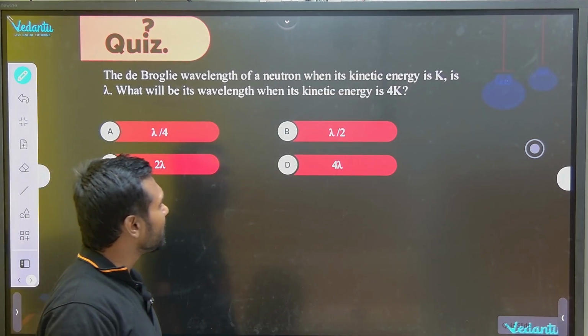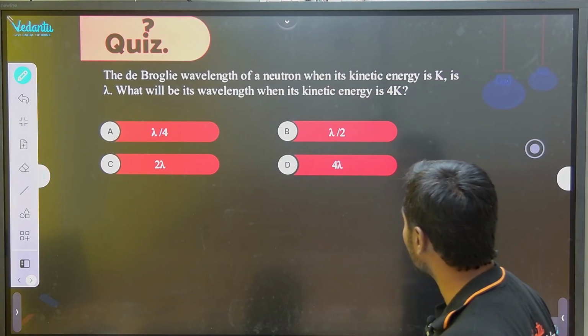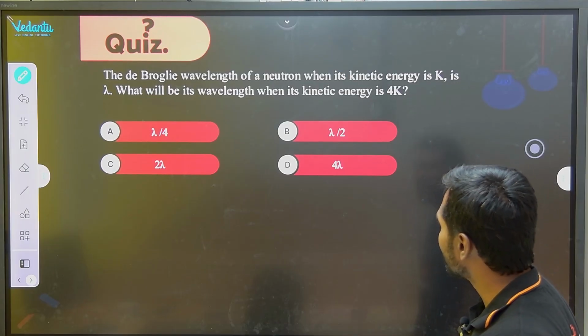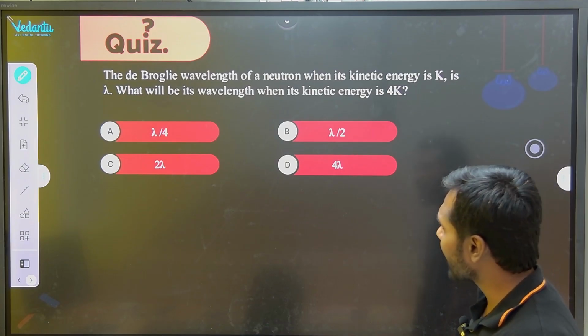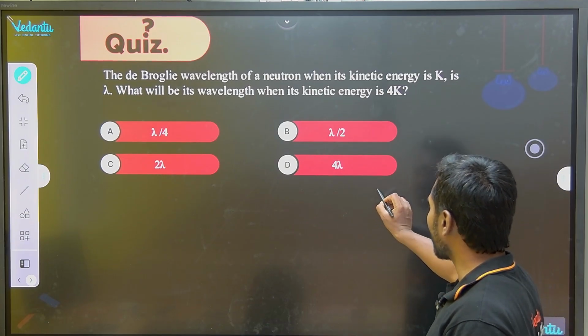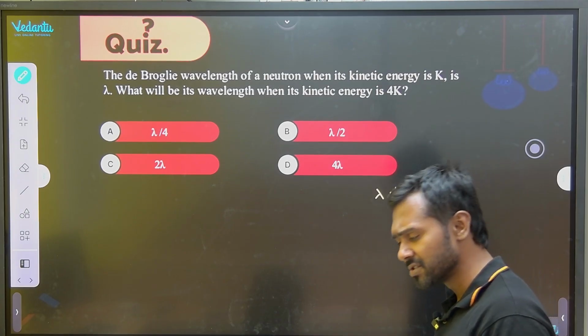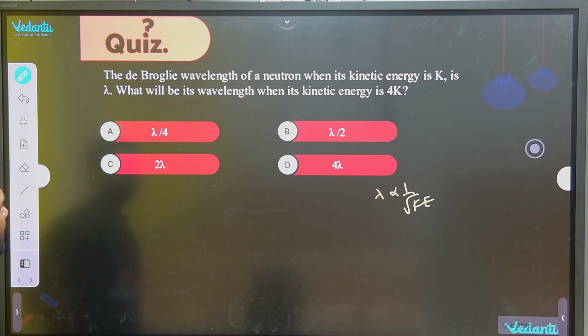The de Broglie wavelength of a neutron when its kinetic energy is k is lambda. What will be the wavelength when the kinetic energy is 4k? Again, it is kinetic energy and wavelength only. You can use the direct formula, this relationship, and you will get the answer. Next one.